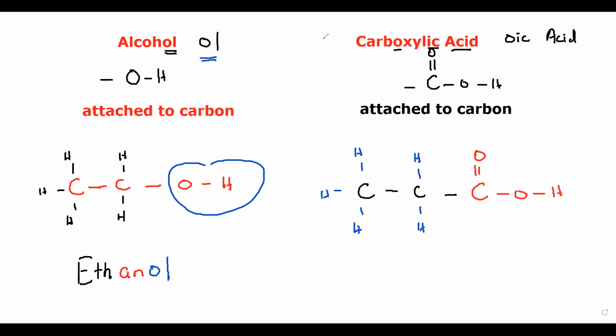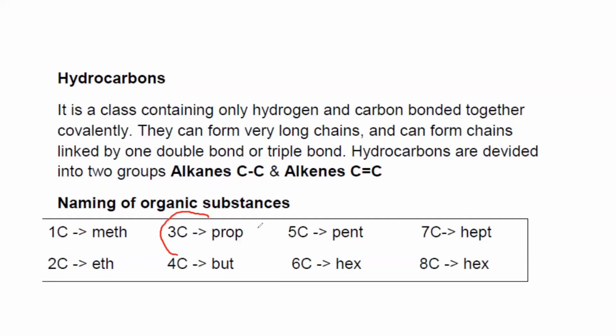Now we have to name. First we have to count the number of carbon atoms: 1, 2, 3 carbon atoms. If you find 3 carbon atoms, you have to check what prefix is used. For 3 carbon atoms we use the prefix prop.